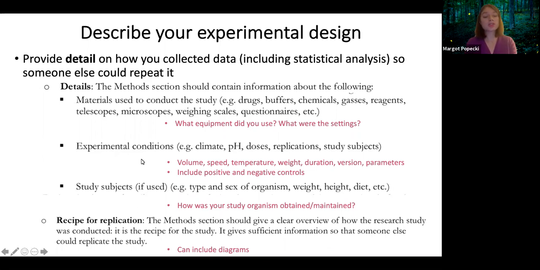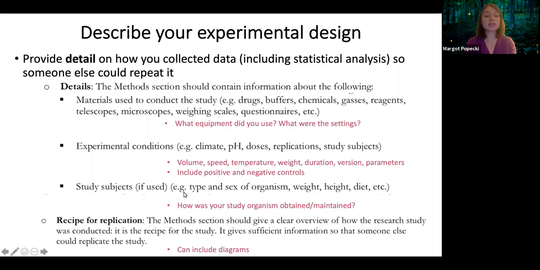So next, you want to make sure that you're describing your experimental conditions clearly. So you want to state the climate, the pH, the doses, how many replicates you used, describe the study subjects. You want to, again, include this important detail so somebody could actually follow those steps and come up with similar results that you did. You also want to include the positive and negative controls.